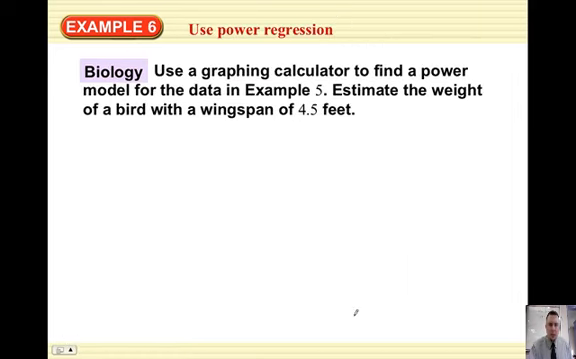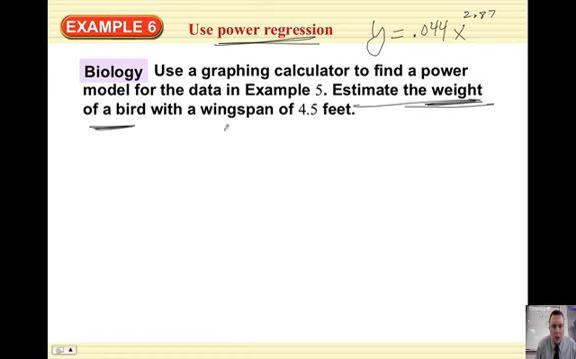Okay, last example, example 6. We're going to use our power regression. We just found our power regression to be y equals 0.044 x to the 2.87. It says use it to estimate the weight of a bird with a wingspan of 4.5 feet. So the wingspan was x, and y was the weight. They're telling you a wingspan of 4.5, so put 4.5 right here.